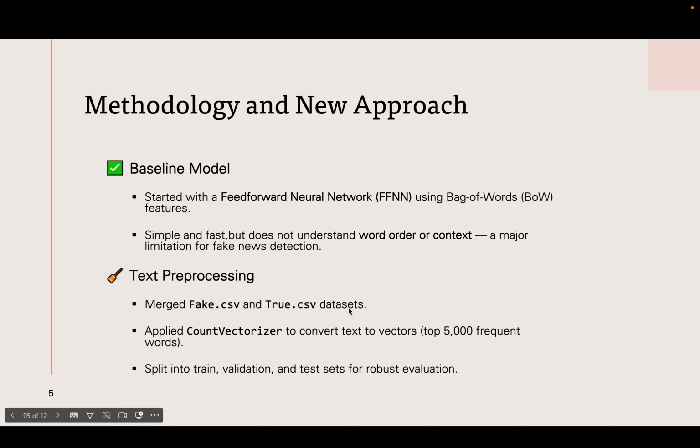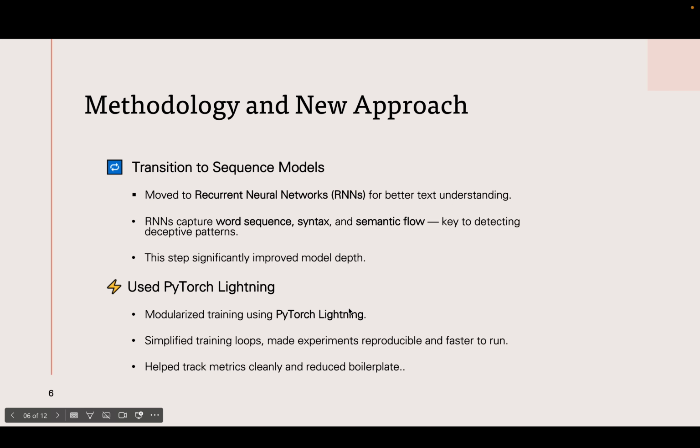We then moved to more advanced models like recurrent neural networks, which are better suited for text data because they process information sequentially. This allowed us to capture how words relate to each other in context. For example, how exaggeration, emotional tone, or repetition might be used in fake news narratives.